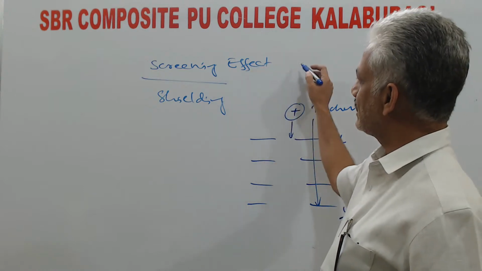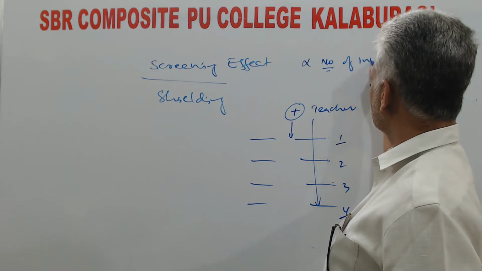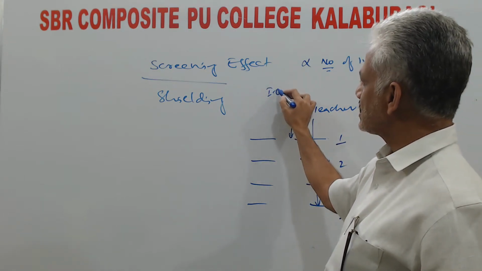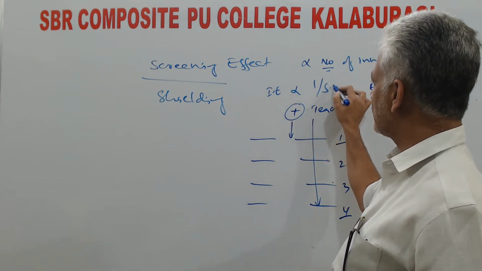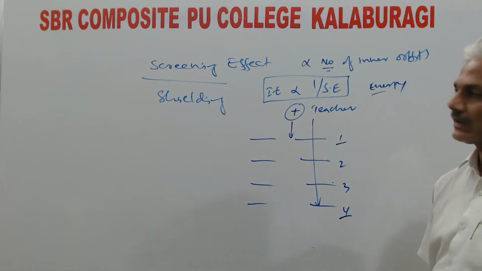So the screening effect or shielding effect is directly proportional to the number of inner orbits. And ionization energy and screening effect are related in this manner, inversely related. Clear?